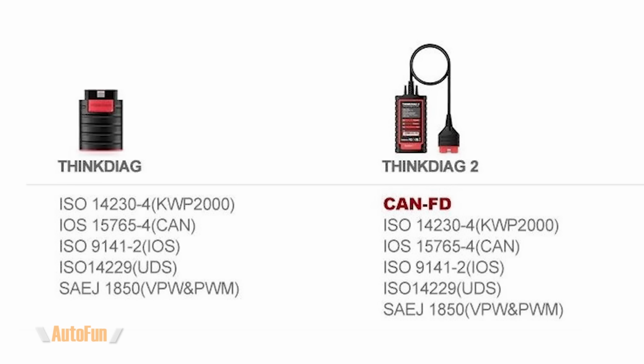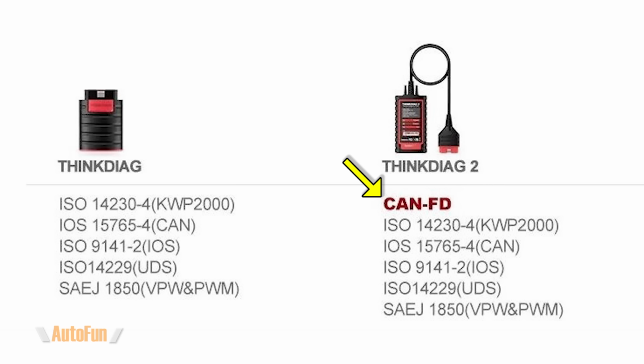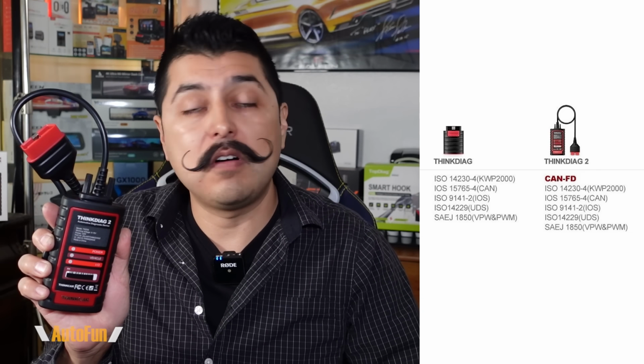We get KWP 2000, CAN support, ISO 9141-2 support, UDS support, and BPW and PWM. So if your vehicle that you're looking to troubleshoot uses any one of those protocols, the Thinkdiag device is going to be more than enough for you. And if you look at the Thinkdiag 2 device, it also has support for those 5 major OBD2 protocols, just like the Thinkdiag device. However, in the Thinkdiag 2 device, they have added support for one more protocol, and this is the big one. They have support for CAN-FD, and CAN-FD is used on a lot of the newer vehicles of today.